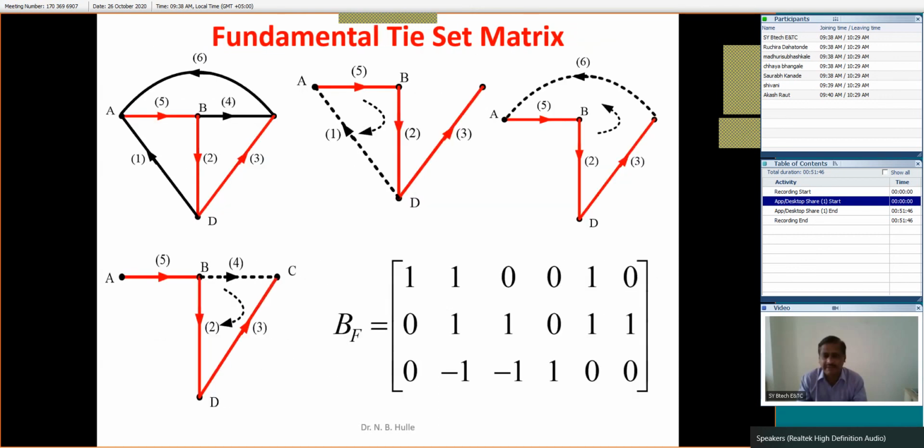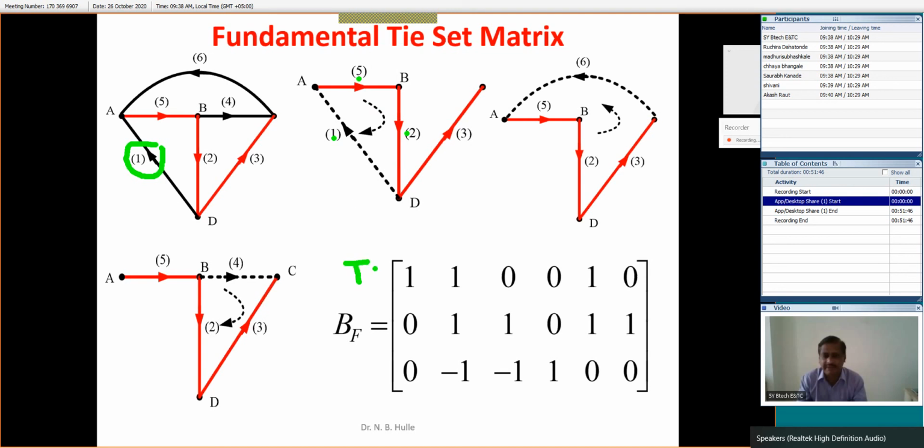This is the example. Is it right? Now here in this case, this is the given graph. For this graph, we are selecting a tree. This is the tree which we have selected. For this tree, first we will prepare the tie sets. Means first I will put this co-tree branch, which is 1. In that case, branch number 1, branch number 2, and branch number 5. This is the tie set number 1. Here I will put here.